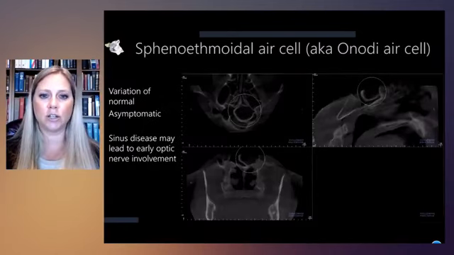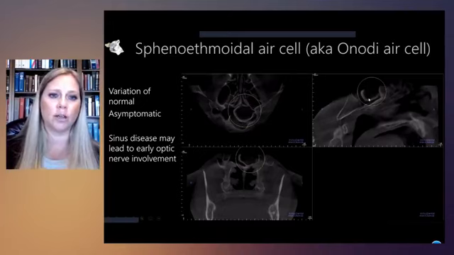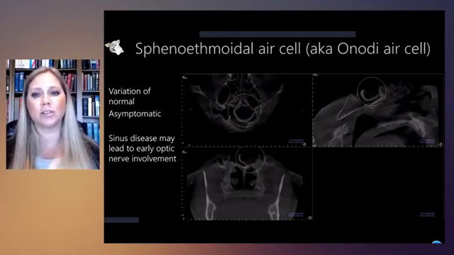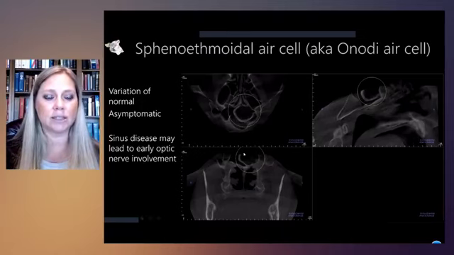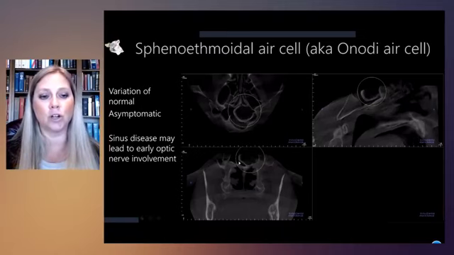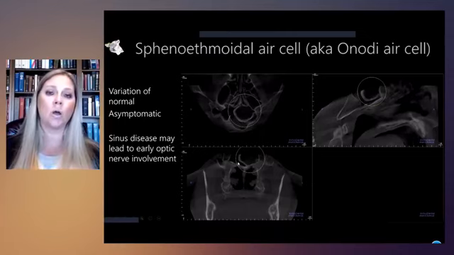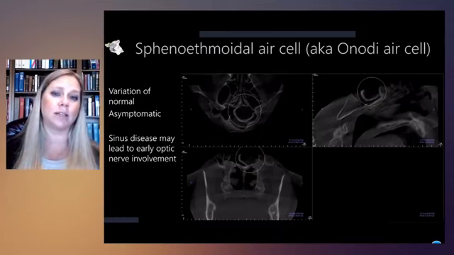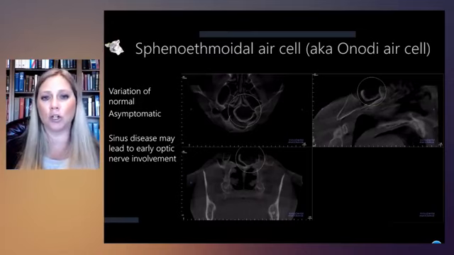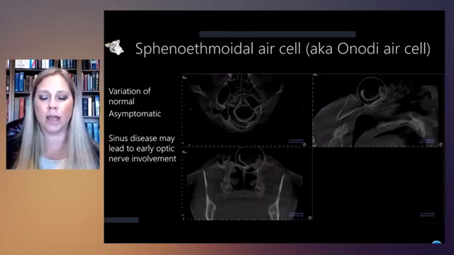And when we see it pneumatizing back in the sphenoid region, this is our sphenoethmoidal air cells or our Onodi air cells. And occasionally this can affect the optic nerve if we have sinus disease, or if ENT needs to go in and do surgery. It's important to identify this because the optic nerve could be at risk when entering in.